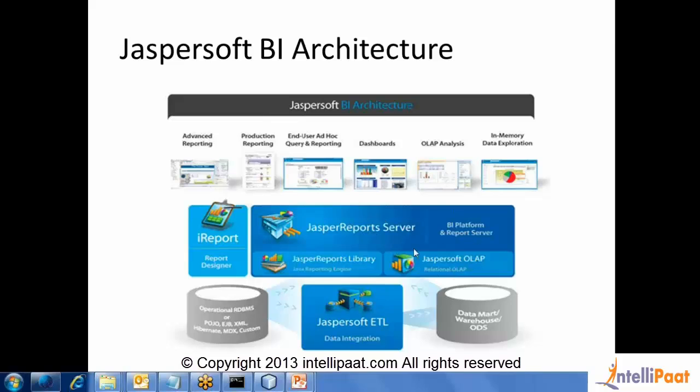Now, once you deploy the reports and everything on the Jasper Server, you can view it in the web browser. The functionalities you get in the web browser: you can create ad hoc reporting. You can use the reports you have created using iReport, the production reports. It also provides ad hoc reporting functionality in terms of domains and topics. You can create dashboards. You can view the OLAP analysis, which is basically a cube, and it also has an in-memory data exploration part. So this is, at a higher level, how the complete Jaspersoft BI suite looks like.